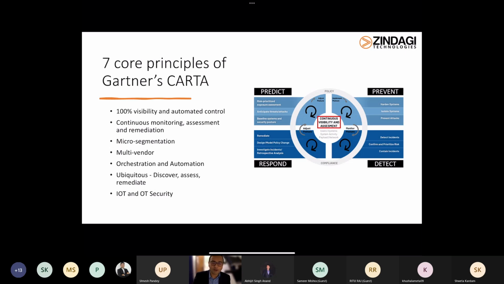What perimeter controls do you implement to protect the device, both from an uptime perspective as well as in case that device gets compromised, there should not be any egress communication out of that device to impact the rest of the network. So these are the seven principles of QATAR.